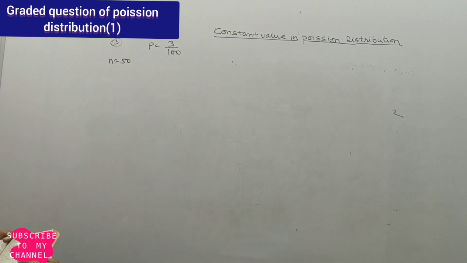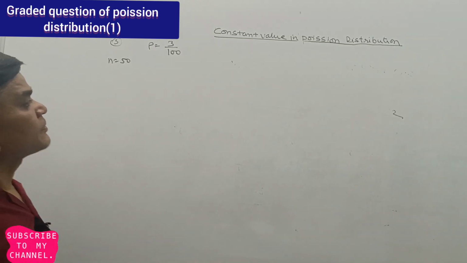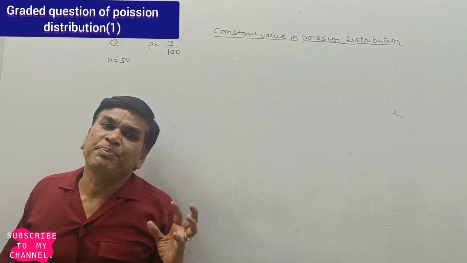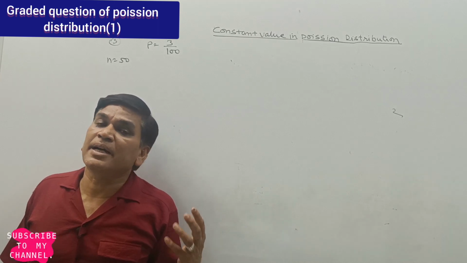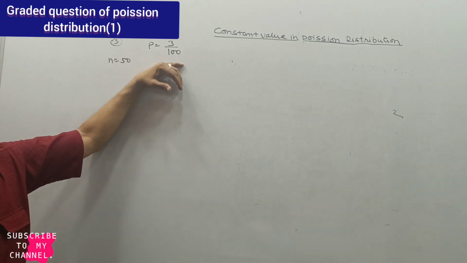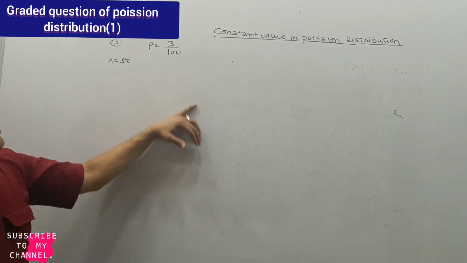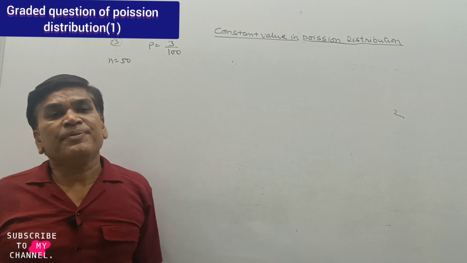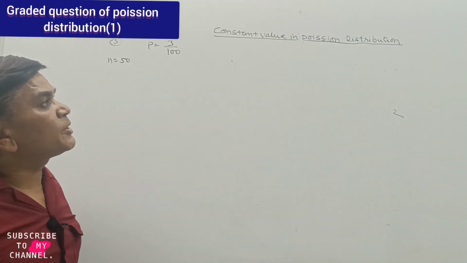So with the help of the Poisson distribution, calculate the various constants of the Poisson distribution. Listen to the question again: a matchbox factory making matchboxes finds that on average 3% of the matchsticks are defective. Each matchbox has 50 matchsticks. So first, calculate the various constants of the Poisson distribution.